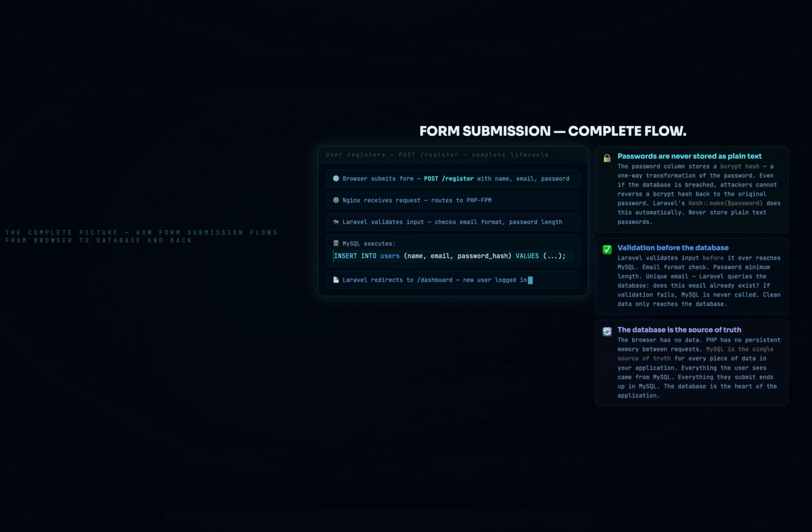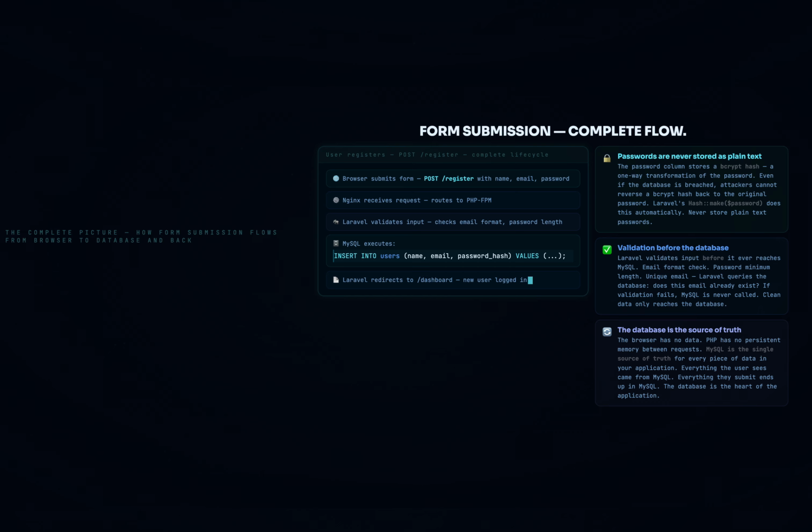Let's trace a complete feature: user registration. Step 1, the user fills in name, email, and password and submits the form as a POST request. Step 2, Laravel validates the input. Is the email a valid format? Is the password at least 8 characters? Is the email unique in the database? Step 3, the password is hashed with bcrypt. Never store plain text passwords.